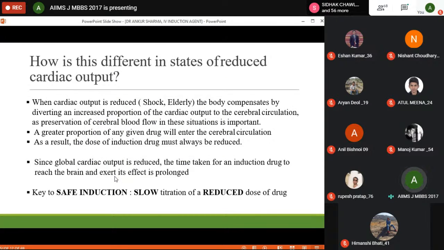And how is it different in the state of reduced cardiac output? Suppose a patient is in shock, how does it differ from a normal patient? When cardiac output is reduced in shock or in elderly patients, the body compensates by diverting an increased proportion of the cardiac output to the cerebral circulation, as preservation of cerebral blood flow in these situations is important. A greater proportion of any given drug will enter the cerebral circulation. As a result, the dose of induction drug must always be reduced. Since global cardiac output is decreased, the time taken for the induction drug to reach the blood-brain barrier and exert its effect is prolonged. The crux is, if the patient has a low cardiac output or is in shock, we should decrease the dose of these induction agents.